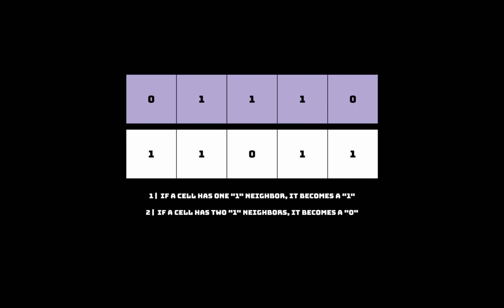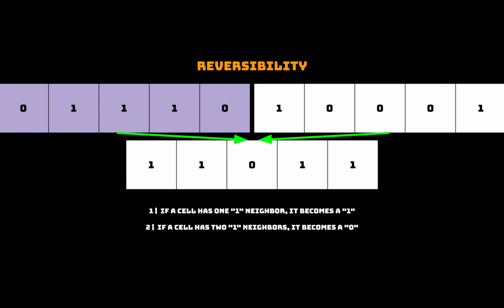Now you might be wondering, if we only had the second iteration, will we be able to tell where it came from? Will we be able to infer the first iteration? This is a reversibility problem, and in this rule there are other configurations that could lead to the exact same outcome, so this automaton is not reversible.